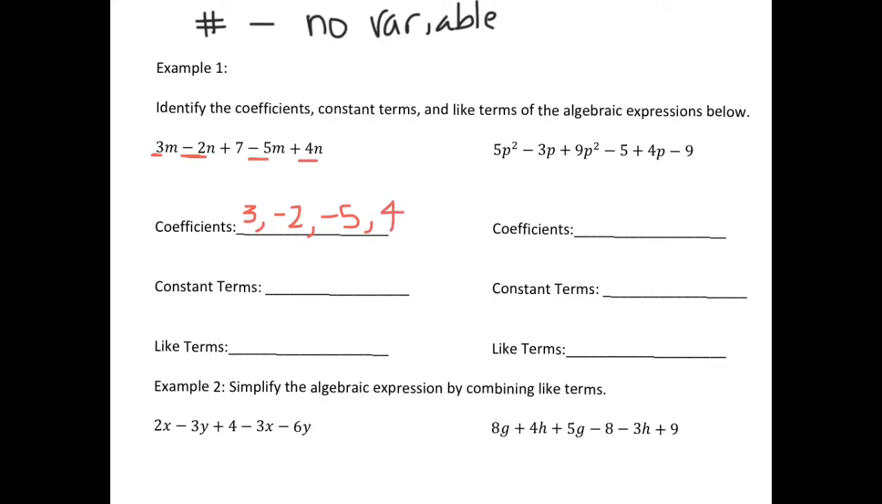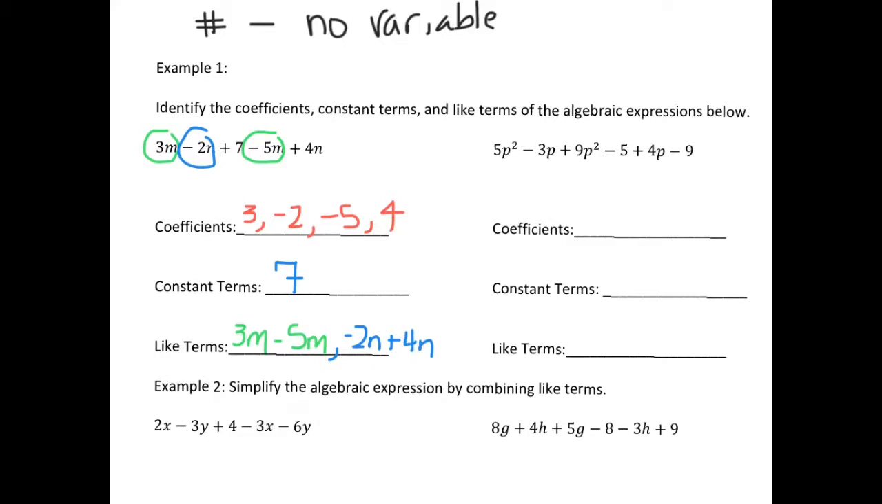Constant terms, remember a constant is just a number, and the only number all by itself without a variable is the number 7. Like terms are terms that have the same variable raised to the same power. So like terms, example would be 3m and -5m. Or -2n and a +4n.